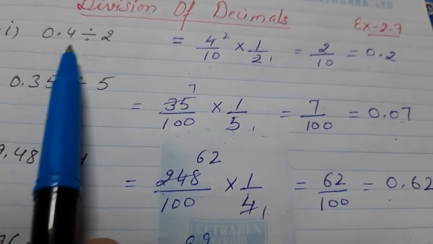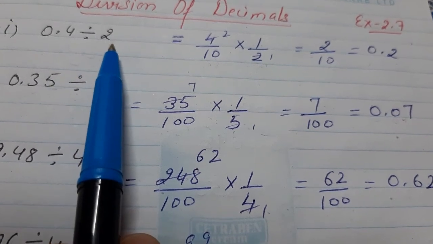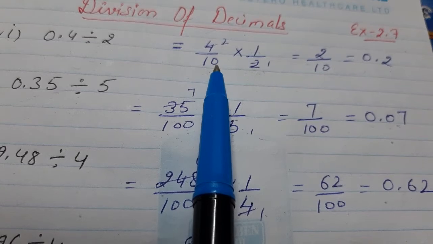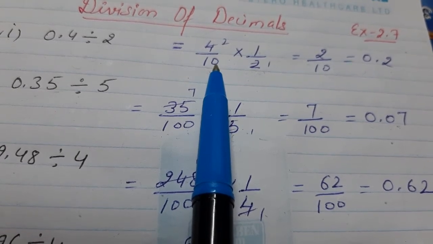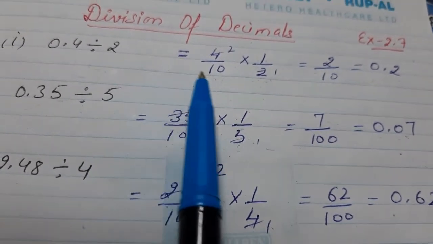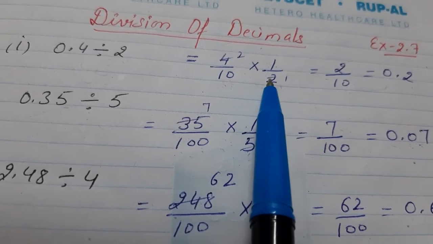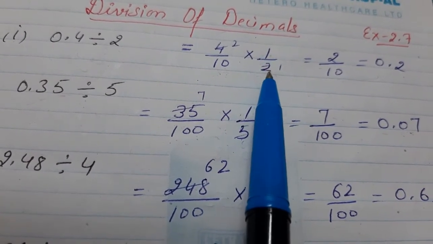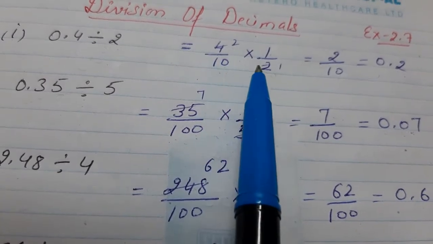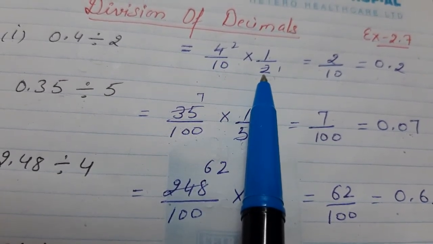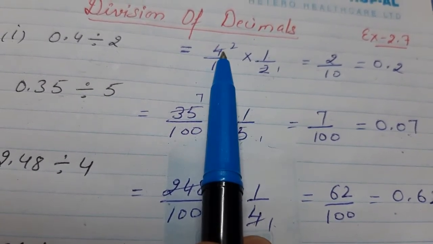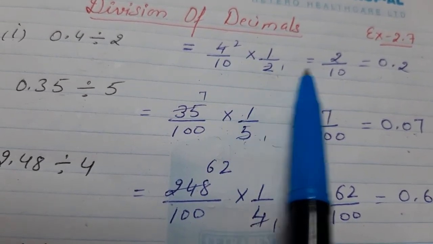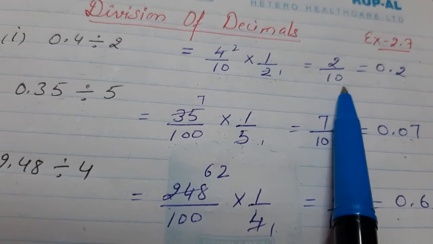First of all, I have taken 0.4 divided by 2. The very first step, we will change the decimal into a fraction. Remove the decimal, then change the division sign into a multiplication sign and take the reciprocal also. Then do the cancellations at the table of 2. 2 2s are 4. Now multiply numerator with numerator, denominator with denominator. It will come out to be 2 by 10.